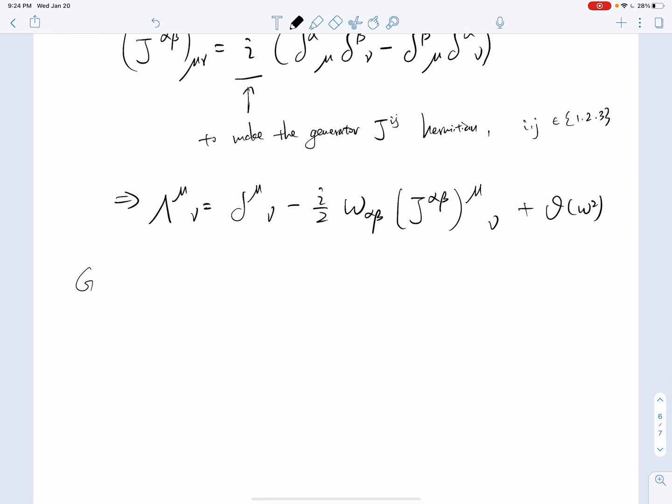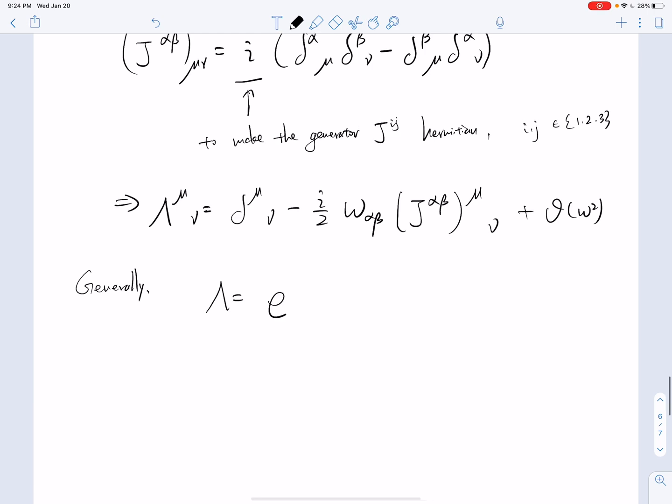So in general, this equation is just for one generator. If we have many generators, for the full group, we can use the exponential map to construct the full group with all the generators and the corresponding parameters omega, and these alpha and beta are summed over.